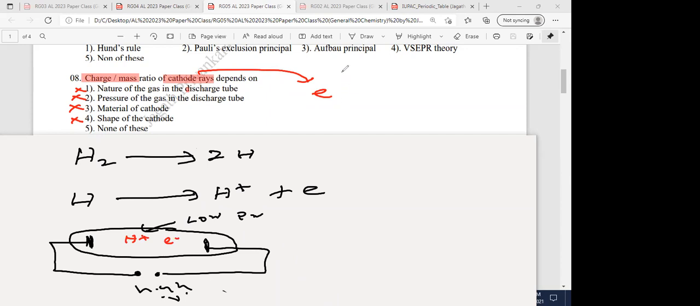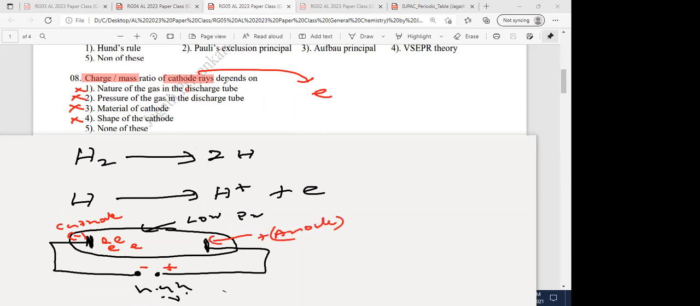So electrons are negatively charged. So what happened to these electrons? Okay, forget about the H plus. So electrons are there inside. If this side is minus and this side is plus, right? This negative electrode is called the cathode. The positive one is called the anode. This is plus, the anode.